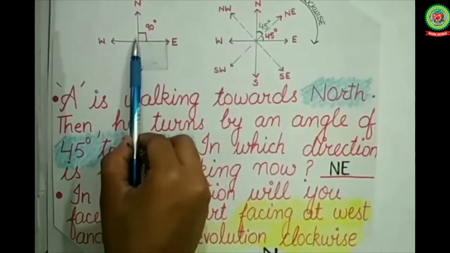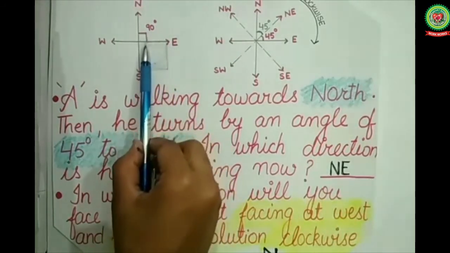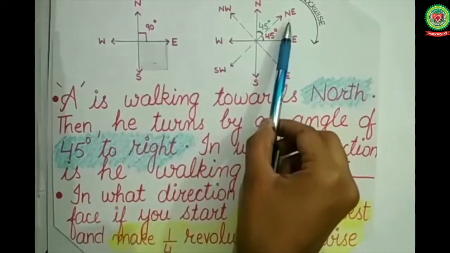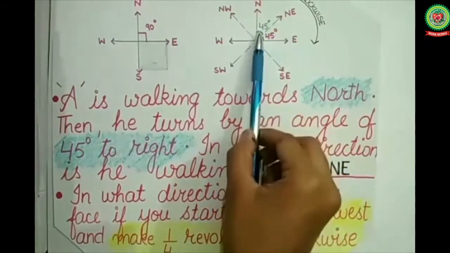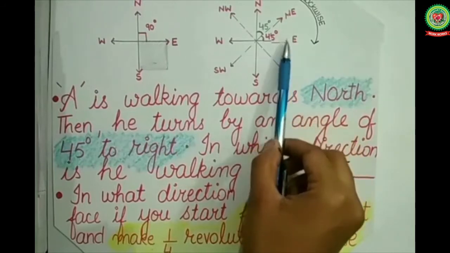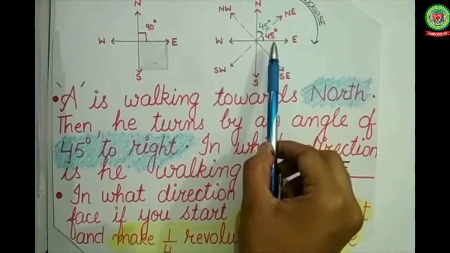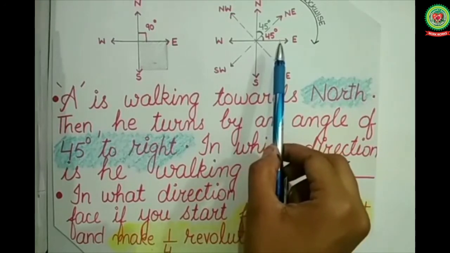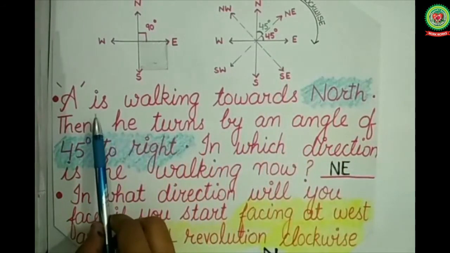Now students, you can see the direction north and east make an angle of 90 degrees with each other. So, the angle between northeast direction and north direction is 45 degrees. Similarly, the angle between northeast and east is also 45 degrees. In other words, you can say a subdirection makes an angle of 45 degrees with its cardinal direction. So let us see a few examples here.